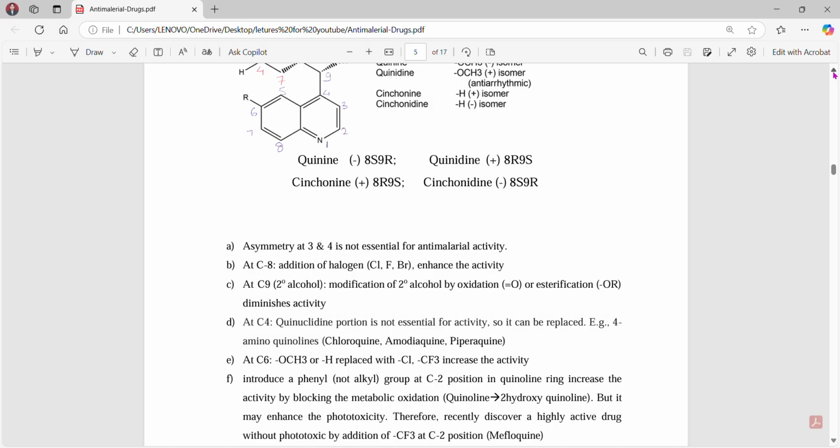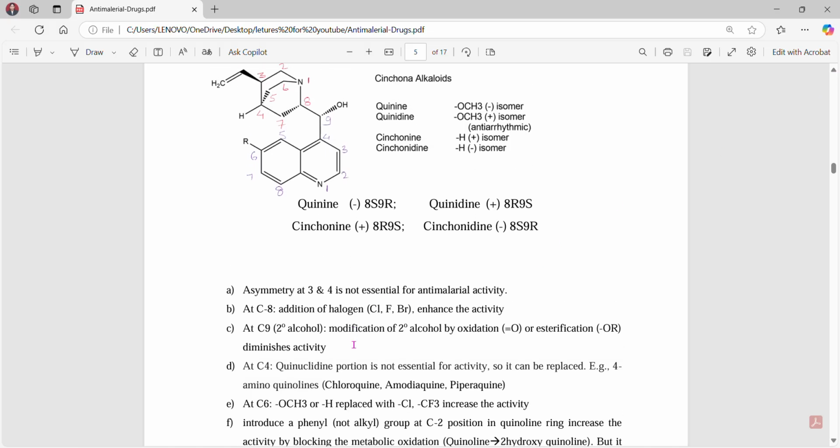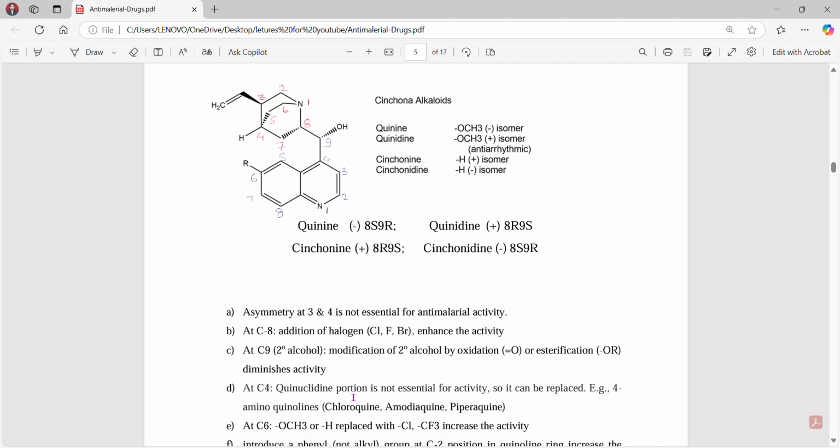Then at carbon 9, there is a secondary alcohol. Modification of the secondary alcohol by oxidation, since we all know the hydroxyl functional group on oxidation will give the carbonyl compound, or esterification of this hydroxyl functional group, will diminish the activity. Then the carbon 4, that is the quinoline portion, is not essential for the activity.